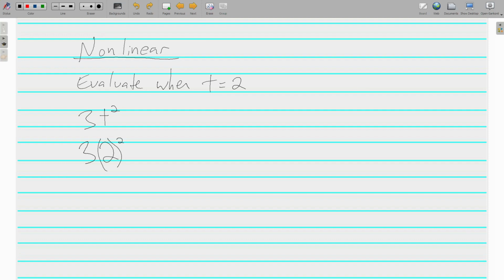And when we evaluate, we've got 2 to the second power. We do that first, exponents before multiplying. 2 squared is 4. 3 times 4 is 12. There we go. That's evaluating a nonlinear expression.